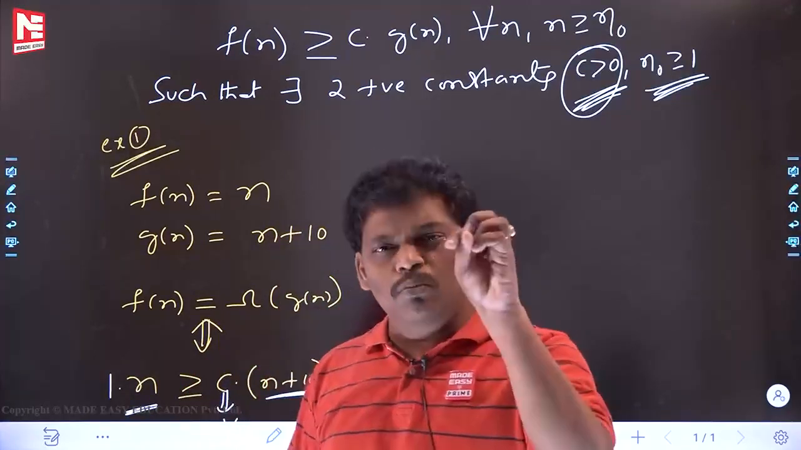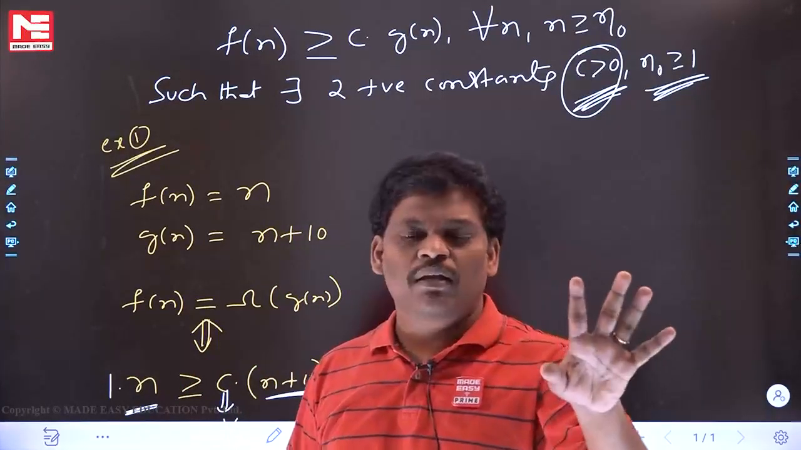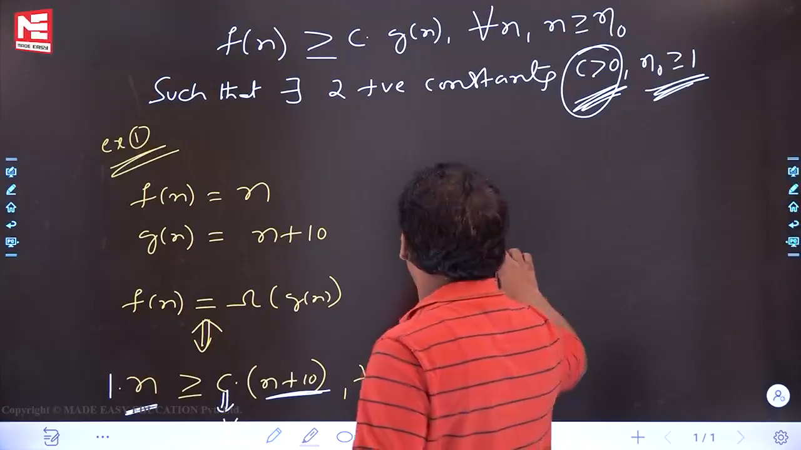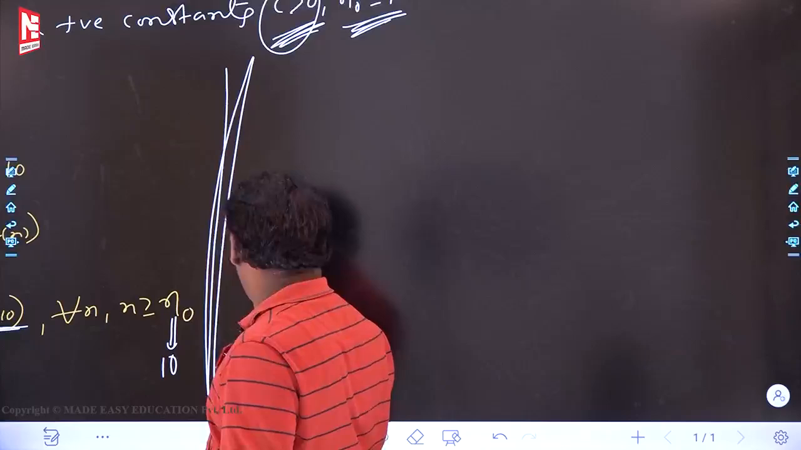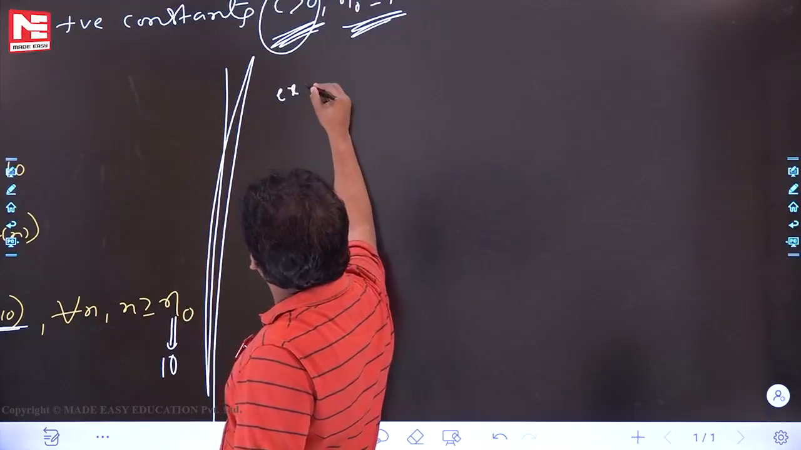Right? I am thinking that you are almost a little bit okay, right? Almost fine. Let's give one more example. You will get more clarity. Let's go to this one more example. Example 2.